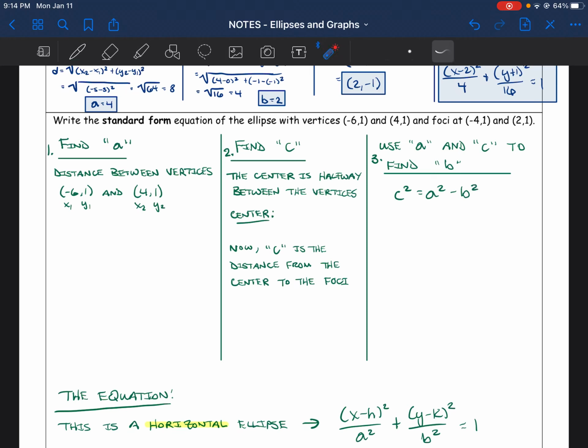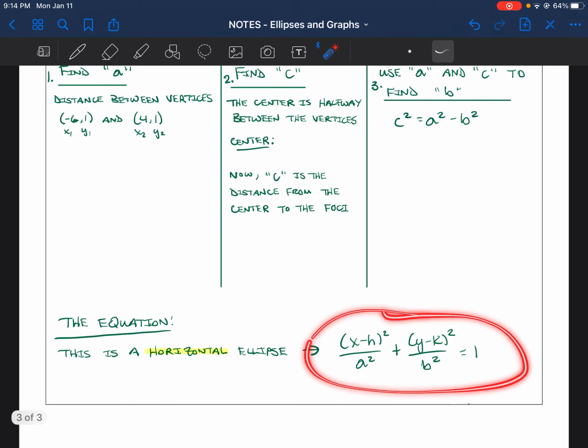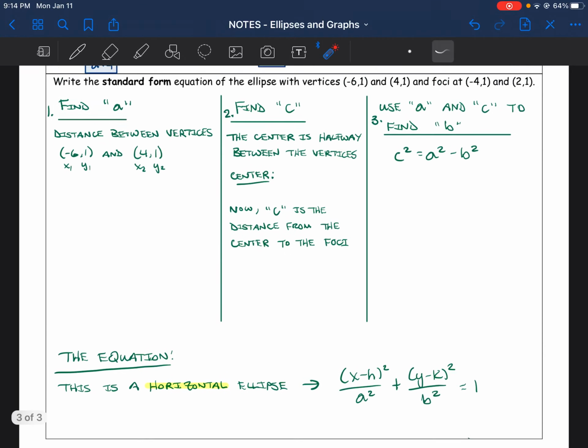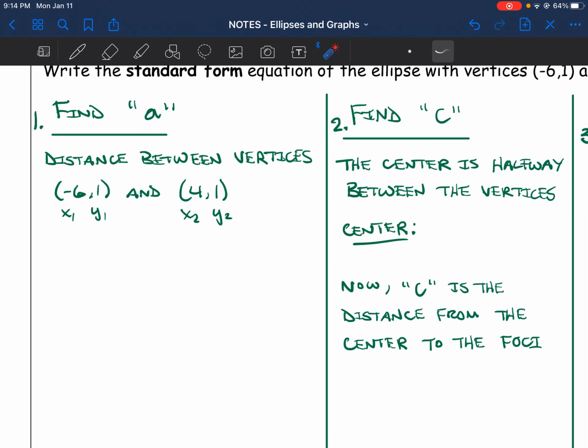So the strategy for this problem is to use the vertices to find the A term, use the center and the foci to find the C term, and then use the A term and the C term with this equation to find the B term. Then we'll have the A term, we'll have the center by default, we'll have the B term, and that'll be everything that we need to write the equation of the ellipse. So let's go ahead and do that.